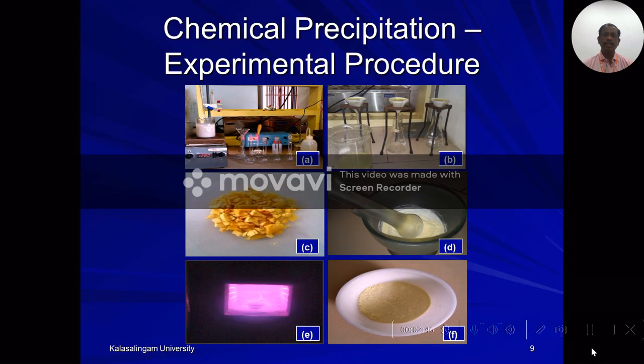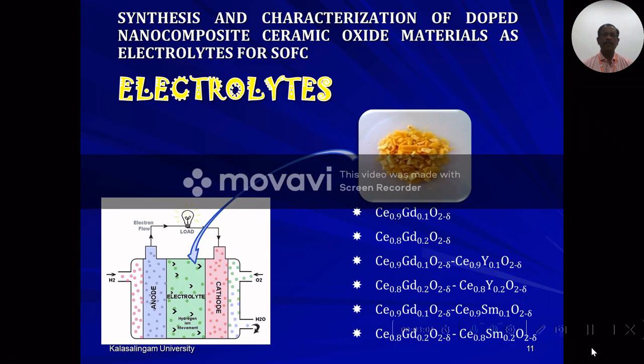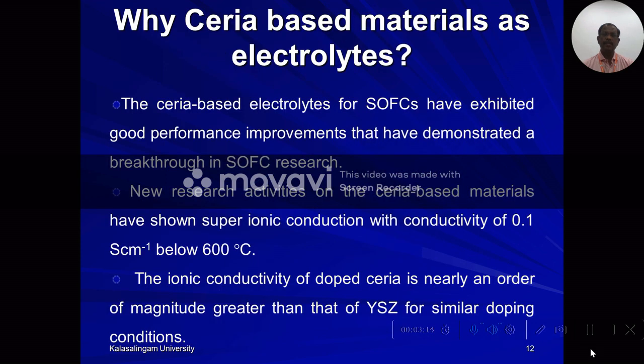In the chemical precipitation procedure, you can find the stages in this particular slide. The techniques which are used for characterizing materials are depicted in this particular slide. Synthesis and characterization of doped nanocomposite ceramic oxide materials as electrolyte for SOFC. So we have carried out the research on 6 different materials for SOFC electrolyte. The details are presented in this particular presentation.